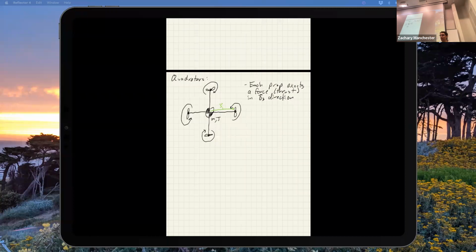Does anyone know why you get prop torque? How to think about that? So you get thrust, obviously, that's what you're trying to do with the propeller, right? Why do we get a torque? Yeah, so, but where's it come from? No, well, sort of, yeah.